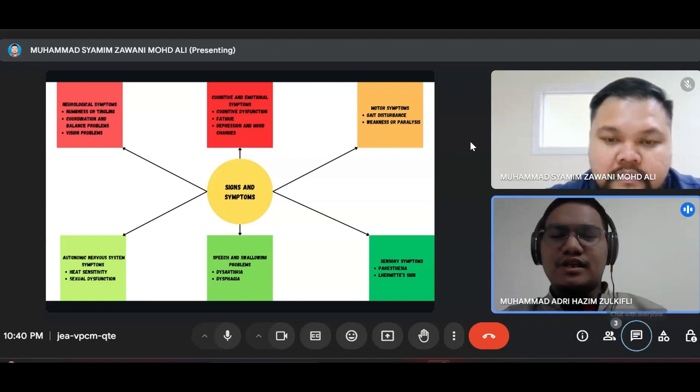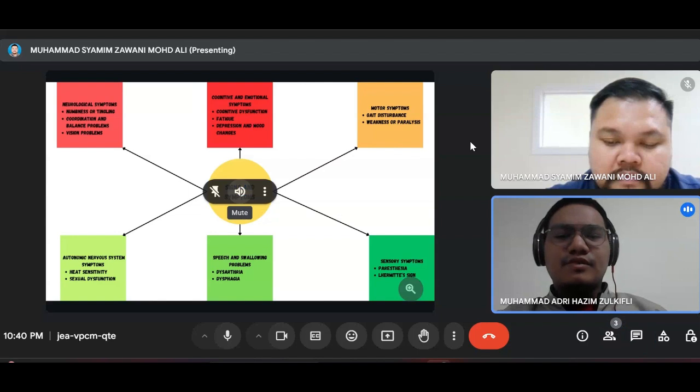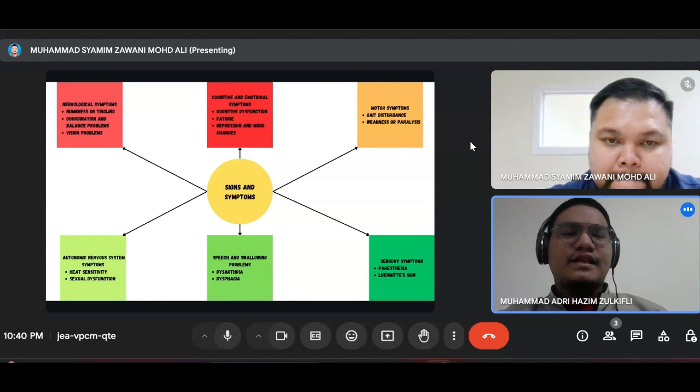Next is the autonomic nervous system. For heat sensitivity, people with multiple sclerosis may experience a temporary worsening of symptoms when exposed to heat, known as Uhthoff's phenomenon, such as during exercise, a hot shower, and sometimes hot weather. Next is sexual dysfunction: erectile dysfunction in men, and reduced libido or vaginal dryness in women, which can be due to nerve damage from multiple sclerosis.